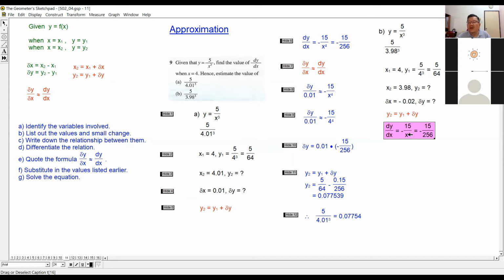Now after getting your dy dx, it is expressed in terms of x. So you have to change this to a number. What is your x? x is 4. So by substituting x equals 4, you have 256. So this is the value of dy dx. Okay. Now what is the next step? Can anyone tell me what's the next step?